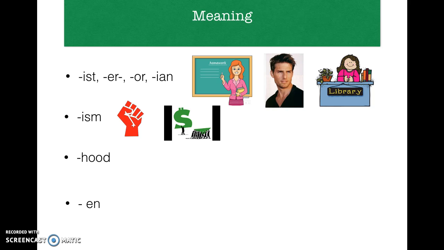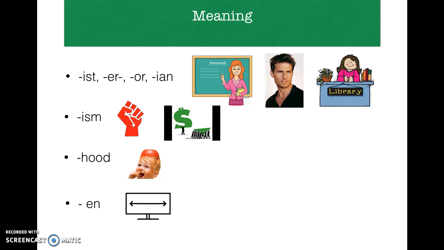Okay, so beliefs. Hood very often indicates a period of time or a place. So we have childhood, adulthood, neighborhood. Okay, so period of time or place for that. And EN, as we saw with strengthen, EN very often turns short adjectives into verbs. So strengthen, widen, broaden. Okay, so generally the meaning isn't really a big part of it, but sometimes you can tell the meaning from the suffix.